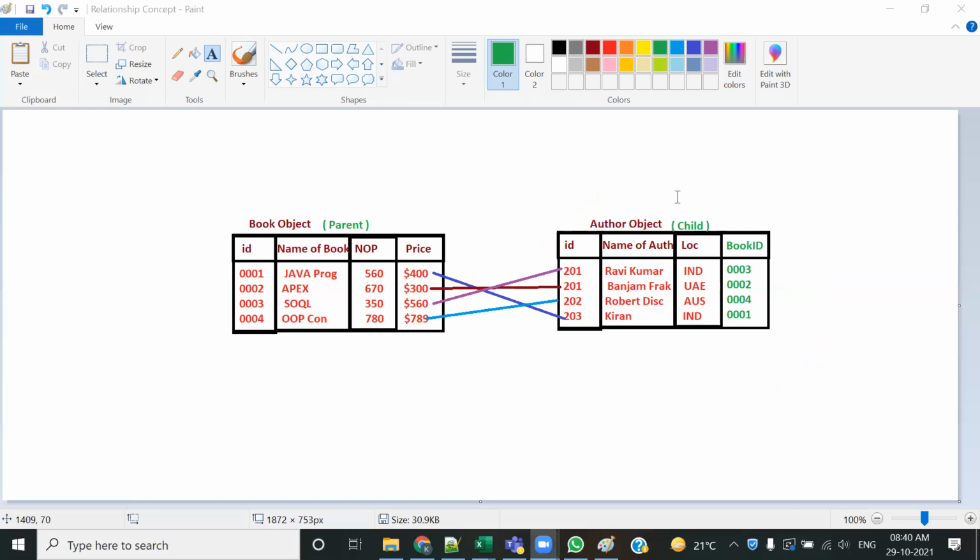How to do that? I had created up to LOC here. I have one additional column that I have created inside the child object. You could give it any name, but because it is going to store the IDs of this object, book, I have given a relevant name, and the name is book ID.